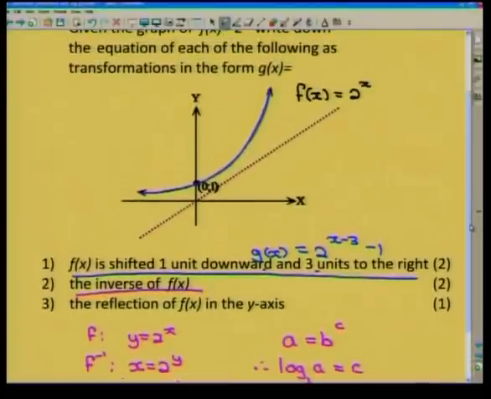Right, the last one says to me, the reflection of f of x in the y-axis. Now we've already dealt with this earlier on, so you should be feeling pretty comfortable with this at this stage. Right, before I go on to that, let's quickly talk about this inverse.